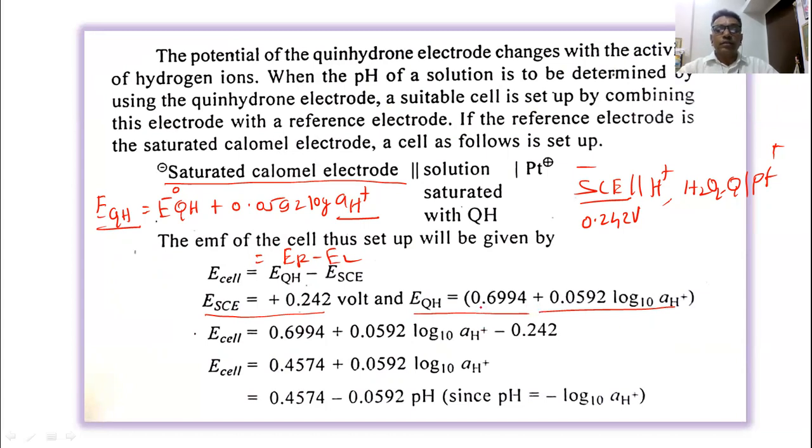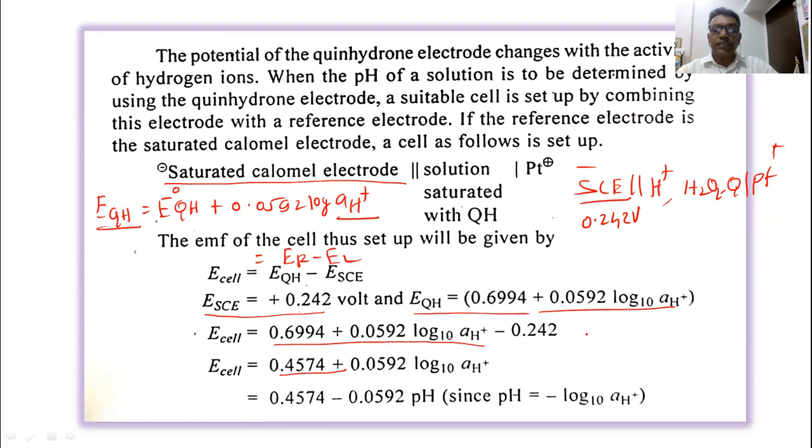The derivation for the quinhydrone electrode has been done by us previously. The quinhydrone electrode potential becomes equal to 0.6994 plus 0.0592 log of the activity of the hydrogen ions. So we can substitute this value, the electrode potential of the quinhydrone electrode, minus this potential now. By doing the calculation, we get this value here, and it remains as it is, 0.0592 log of the activity of the hydrogen ion. EMF of the cell becomes equal to.